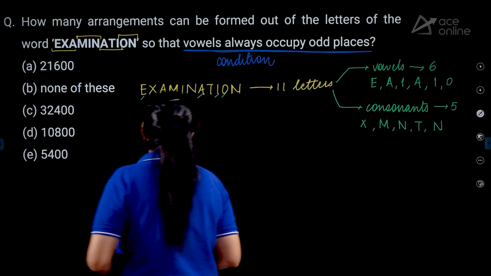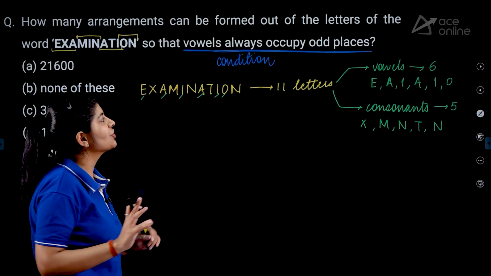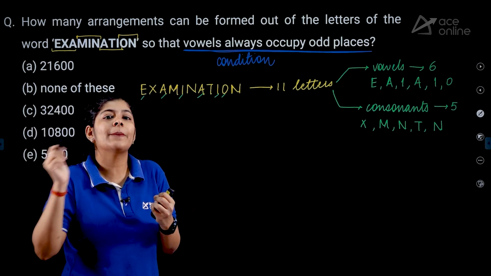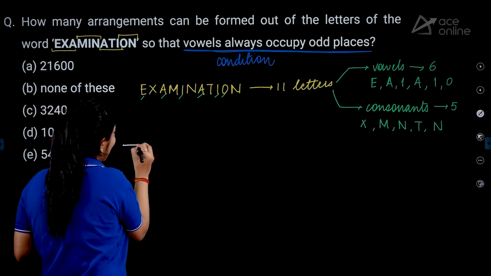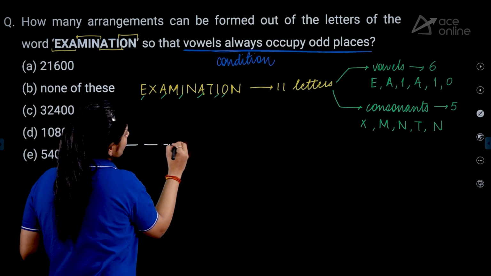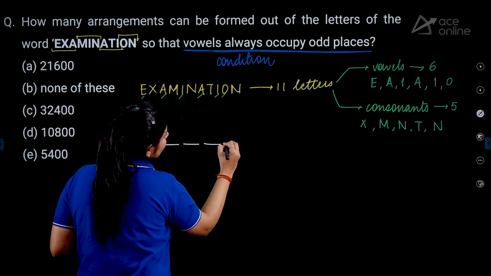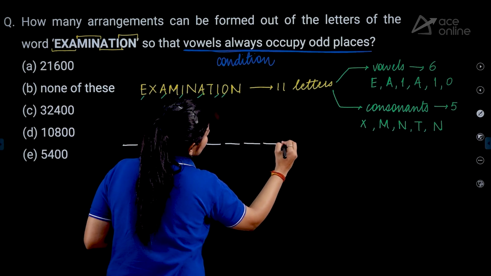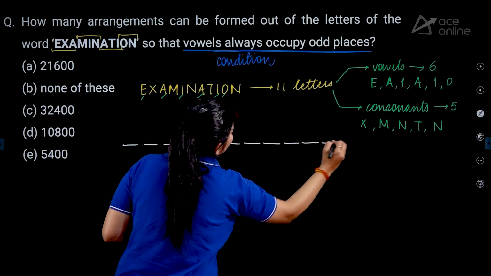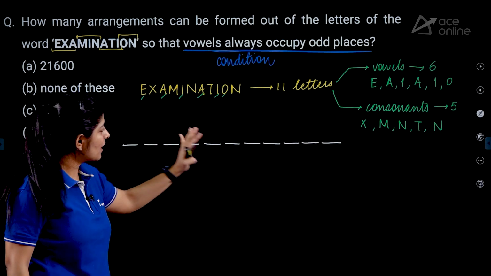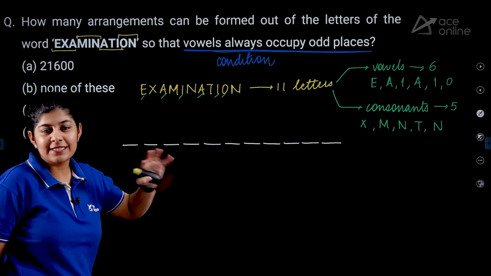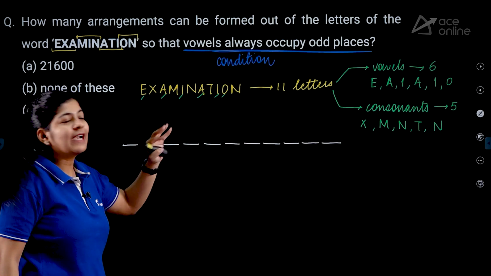The question says that we have to fulfill this condition where the vowels will occupy only the odd places, okay? So, I'm just making blanks over here. 1, 2, 3, 4, 5, 6, 7, 8, 9, 10, 11. These are the 11 spaces that we are having.